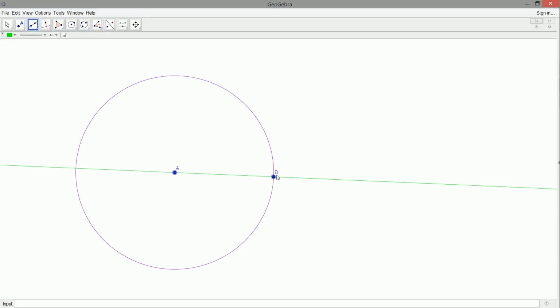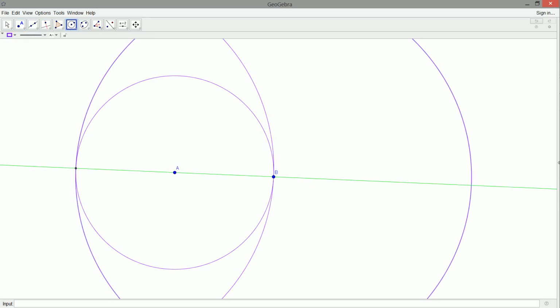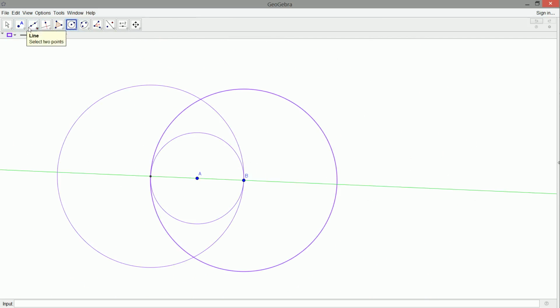So, first things first, I want to construct a radius from A to the circumference of the circle that's perpendicular to AB. So perpendicular bisectors to the rescue as usual. Okay, we'll connect those up.